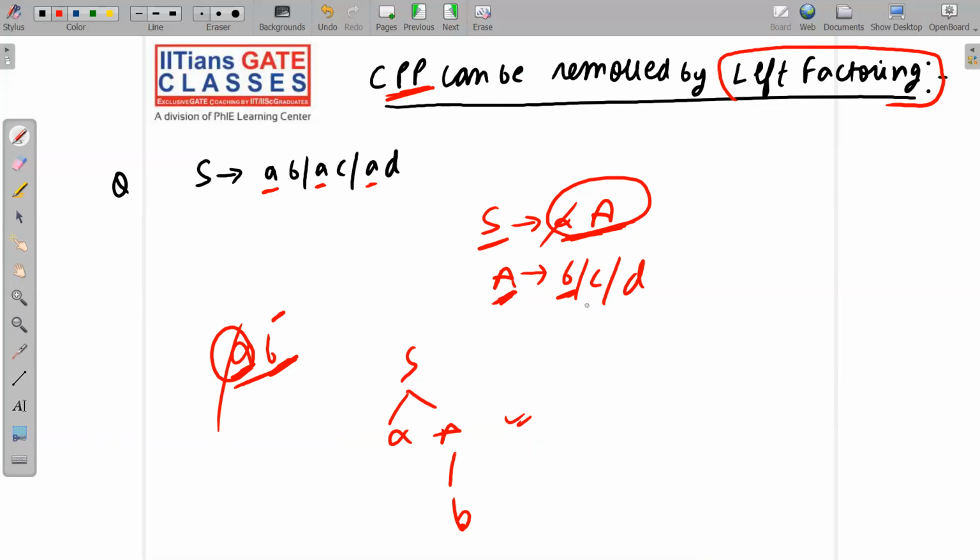So obviously we have to decide whether we choose A goes to B, or A goes to C, or A goes to B. So obviously we will choose A goes to B. That's it. So just after scanning one symbol, we are able to decide which production to choose. That is the main thing.